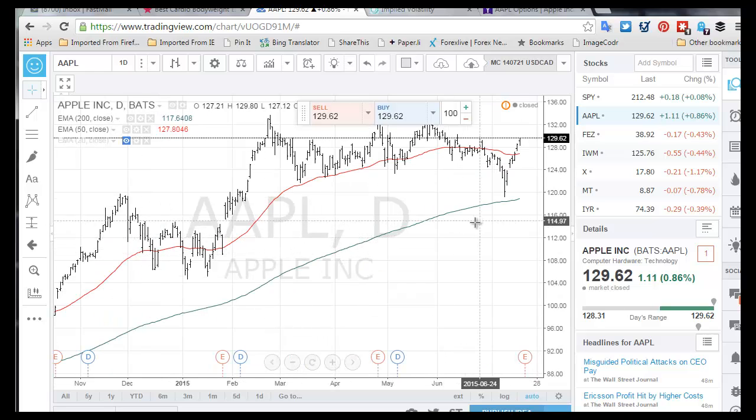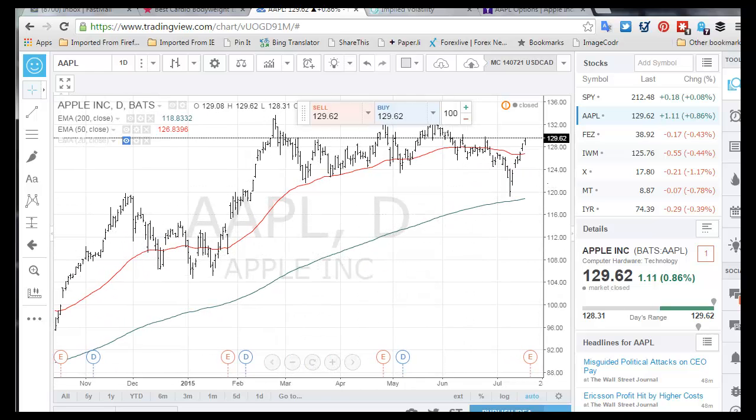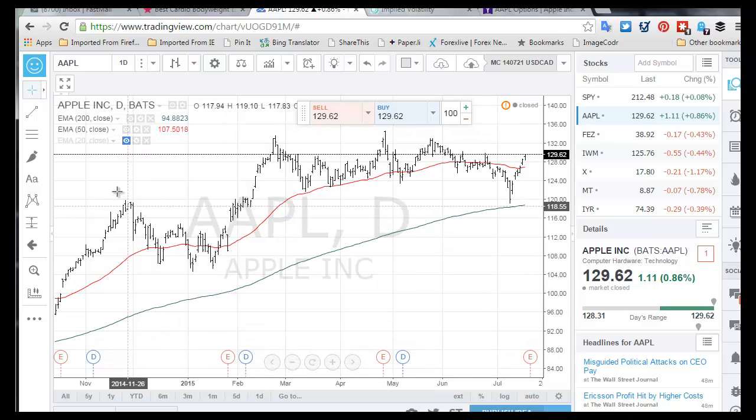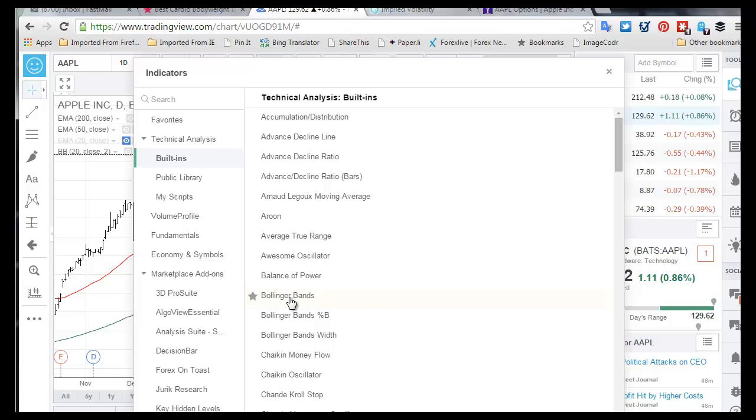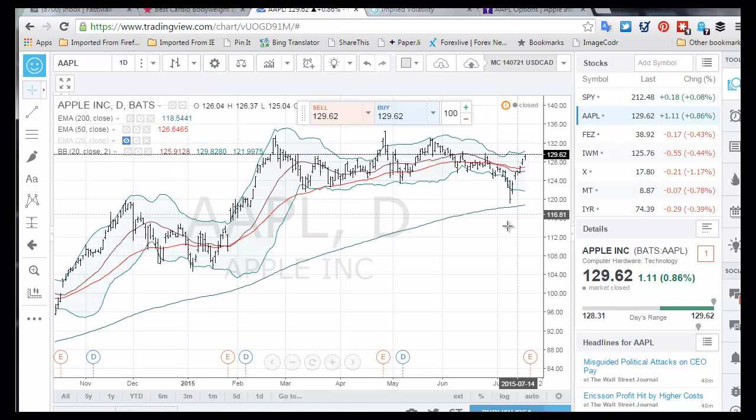The next thing I like to do is put a Bollinger Band onto the chart to see where the chart is relative to the Bollinger Band. So I'm going to put a standard Bollinger Band on and see what has actually happened.